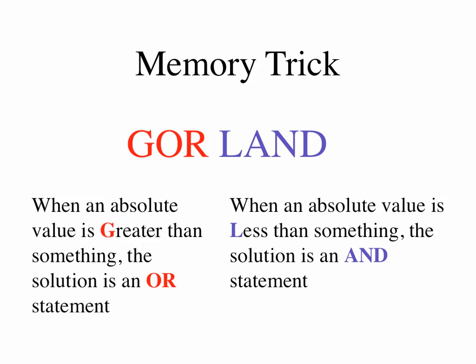I recommend at this point that you pause and go back and review the first two examples and keep this Gorland in your mind. Notice that when the absolute value of x was greater than 4, the solution was an or statement. When the absolute value of x was less than 4, the solution was an and statement.